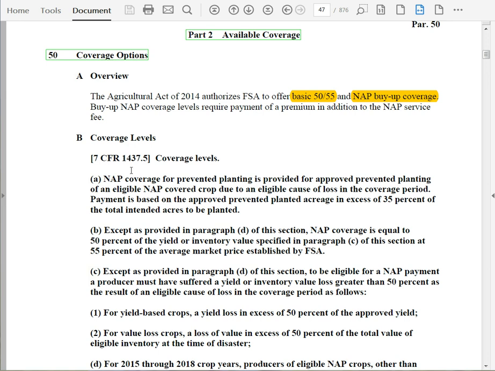When you hear buy-up, you should think about your car insurance. If you want to lower your deductible, meaning that the insurance company pays a larger portion of your vehicle repair, you pay a larger premium. With NAP, buy-up coverage essentially lowers the producer's deductible on a given crop. Once again, we see here that there's some bold text, which tells us that the text is coming directly from federal regulations.